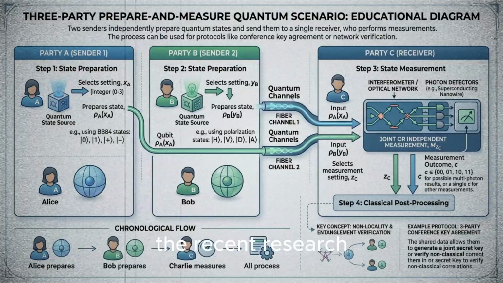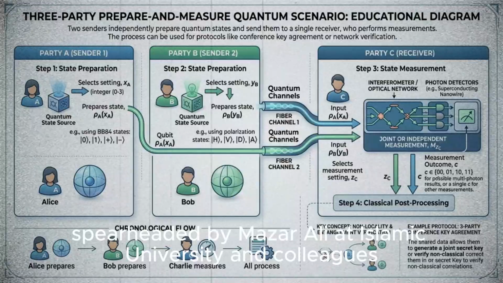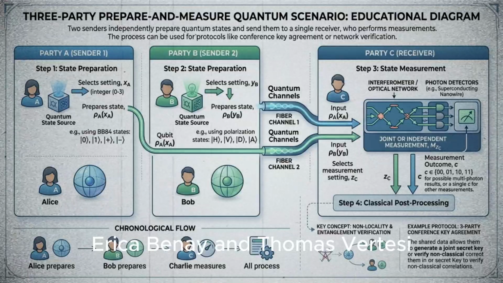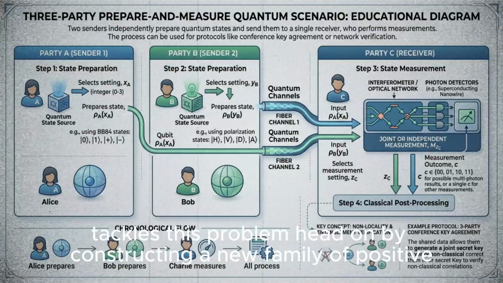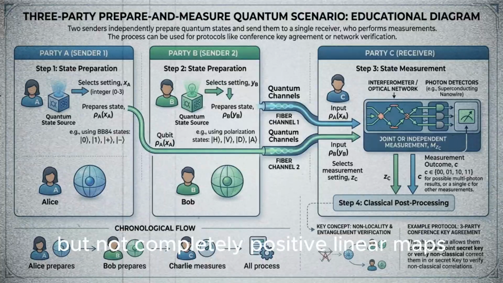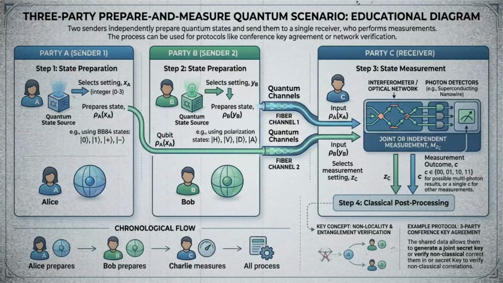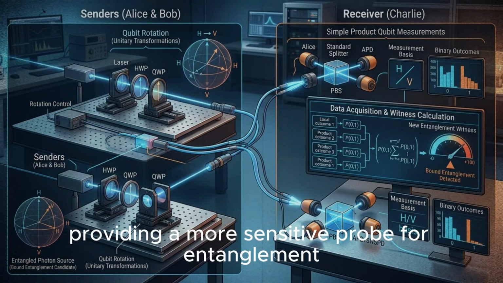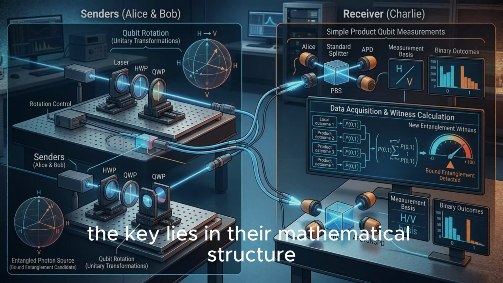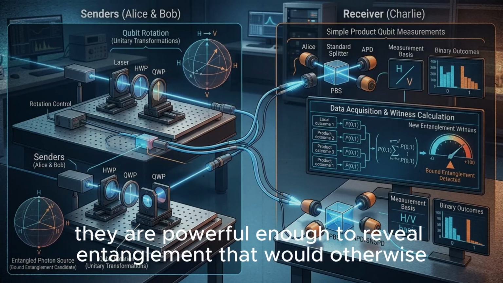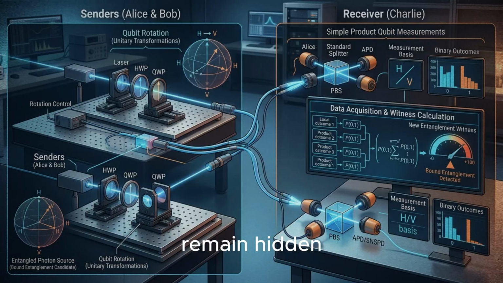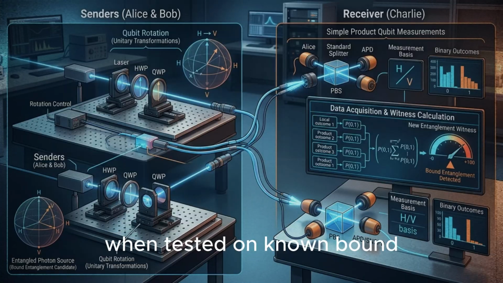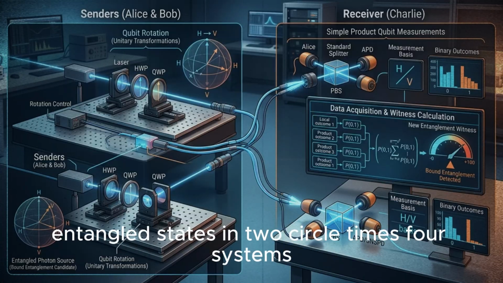The recent research, spearheaded by Mazhar Ali at Islamic University and colleagues, and detailed by Istvan Martin, Erica Benet, and Thomas Vertisi, tackles this problem head-on by constructing a new family of positive, but not completely positive, linear maps. These maps act on a 4-dimensional Hilbert space, providing a more sensitive probe for entanglement. The key lies in their mathematical structure. They are powerful enough to reveal entanglement that would otherwise remain hidden, a necessity that existing generalized Choi maps failed to meet when tested on known bound entangled states in 2⊗4 systems.